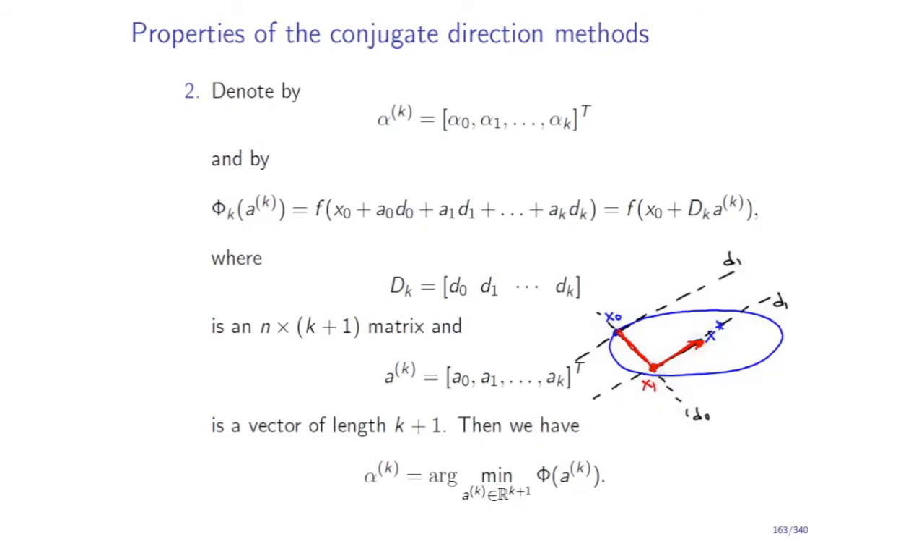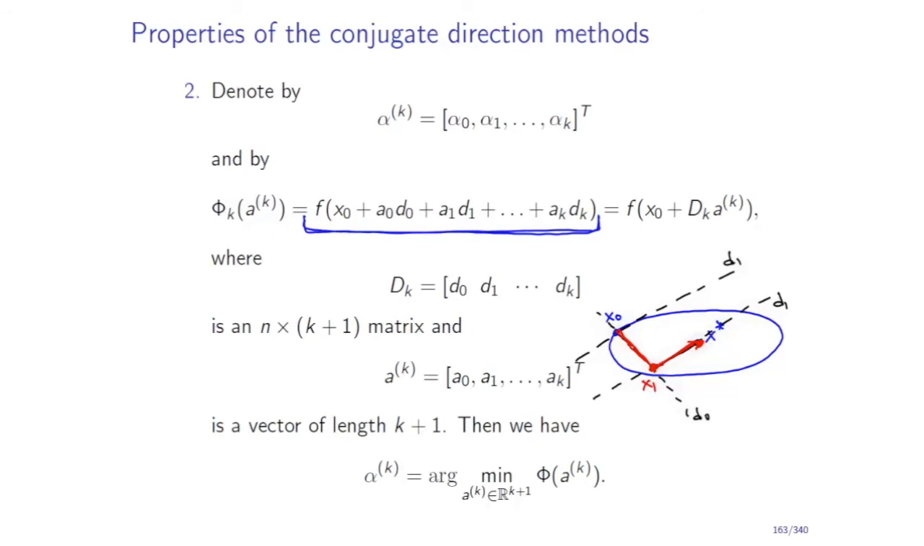Let's consider a more general case where we have an n-dimensional problem, right? And assume that we are taking k plus 1 steps. The corresponding step sizes alpha 0 through alpha k are given by this k plus 1 dimensional vector that we denote by alpha k. What we need to do is to select the set of alphas here that will be the best for k plus 1 steps taken simultaneously, right? Essentially what we need to do is to minimize this function here with respect to the vector of alphas.